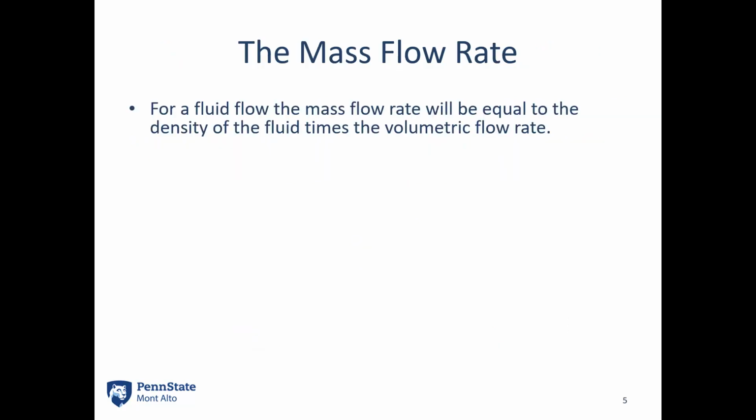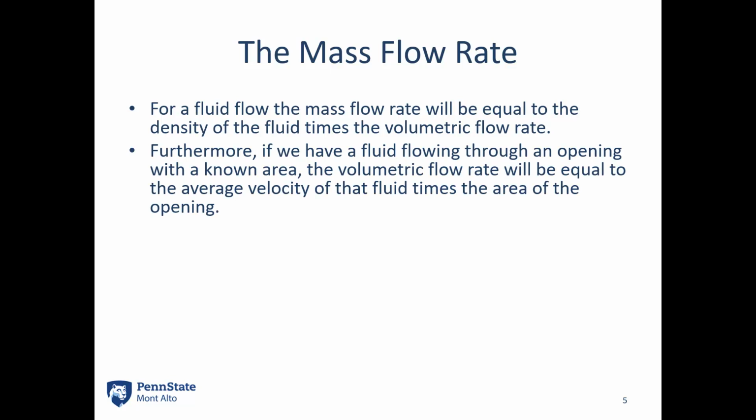We're not always directly going to be given the mass flow rate, so we sometimes need to figure that out. The mass flow rate is going to be equal to the density of the fluid times the volumetric flow rate. So if we're given something like gallons per minute for a pump, we just need to multiply by the density to get the mass flow rate.